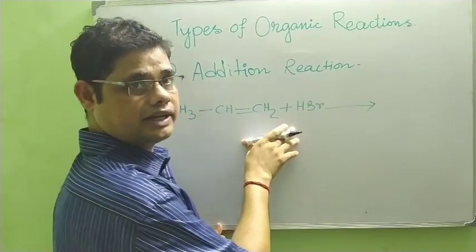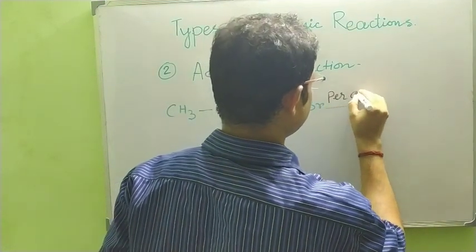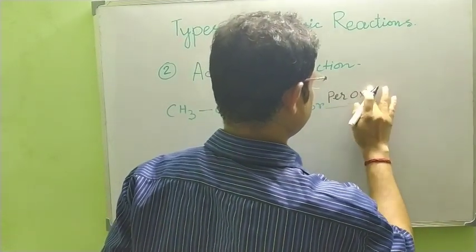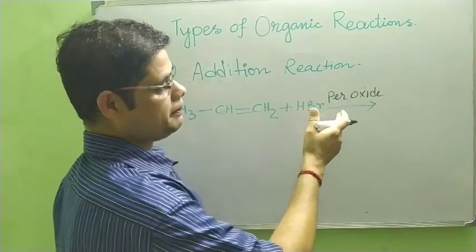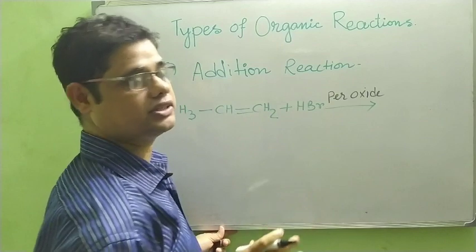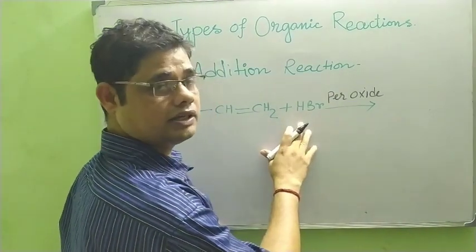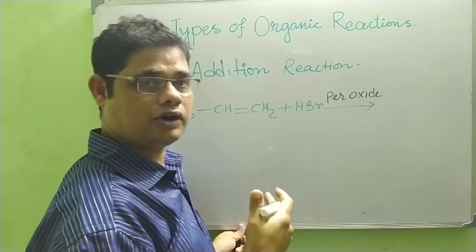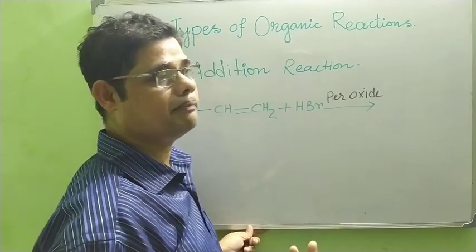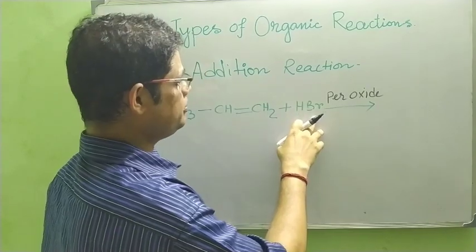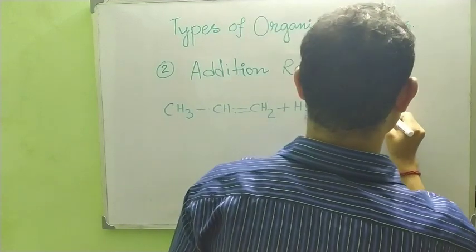If this reaction takes place in presence of peroxide, then we see peroxide effect in this reaction. Due to peroxide effect, addition of HBr takes place in the opposite direction to that predicted by Markovnikov's rule. Here bromine gets into this position.